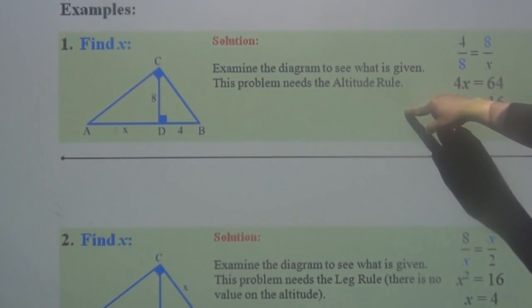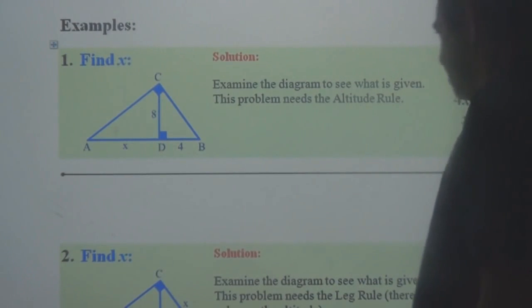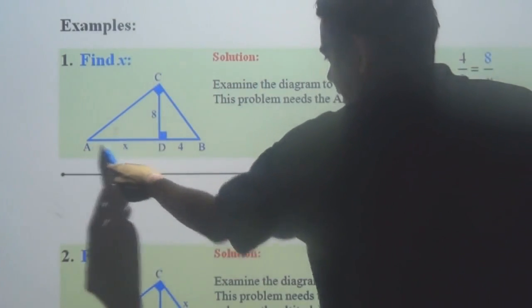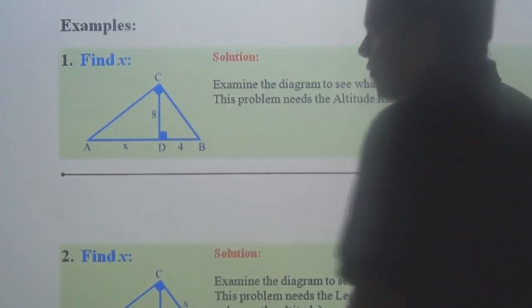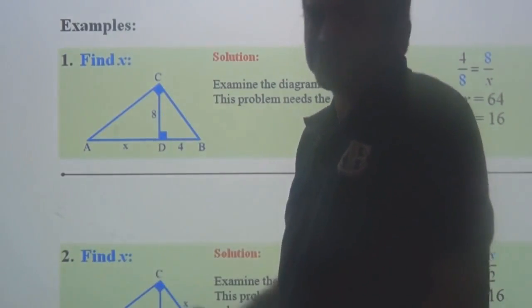Alright, let's see if I understood this problem. So we have, they said find x. Alright, so I'm gonna find x. X is where? It is one of the segments of the hypotenuse of the big triangle.